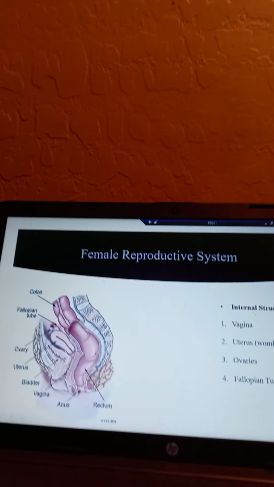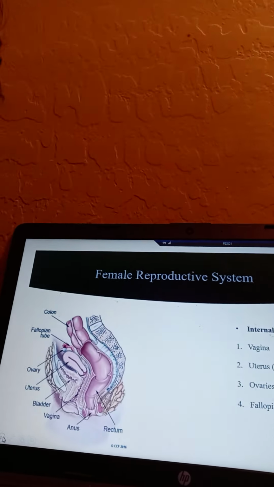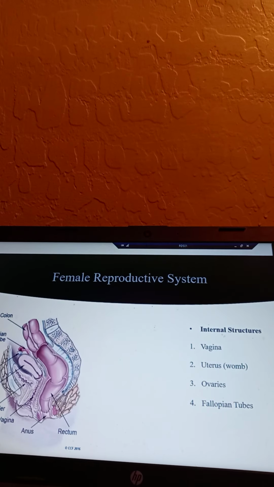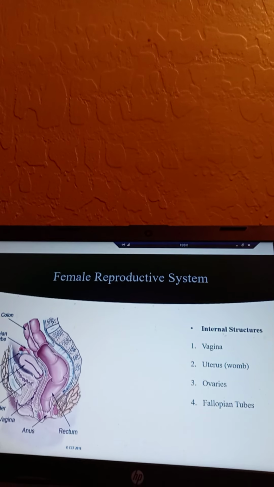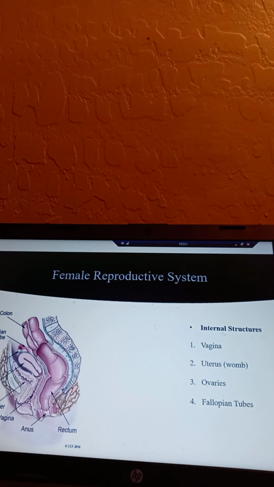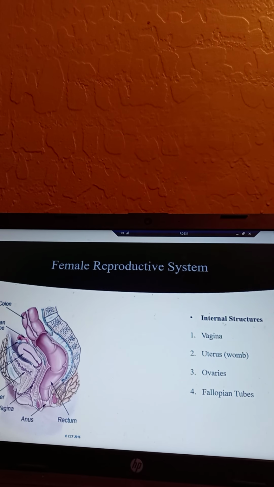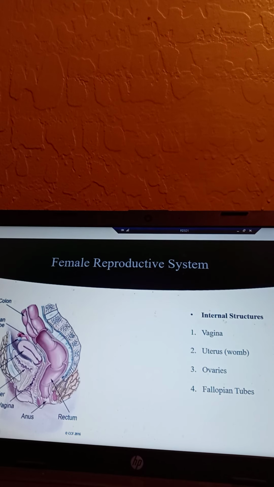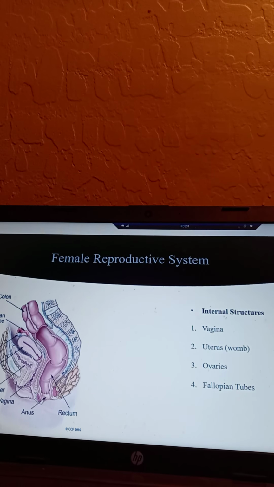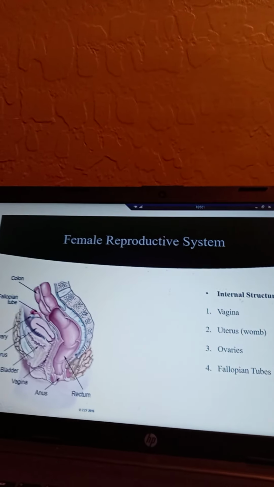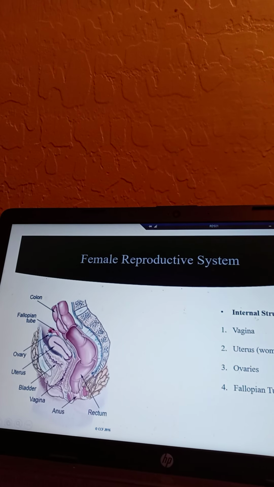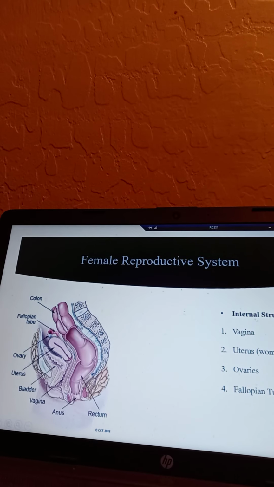I got a picture right here on the fifth slide, I can say. This is still the female reproductive system that we are talking about. With the internal structure, we have the vagina, the uterus, which is the womb, the ovaries, and the fallopian tubes. Right here, I'm going to read about the vagina. The vagina is a canal that joins the lower part of the uterus to the outside of the body. It is also known as the birth canal.